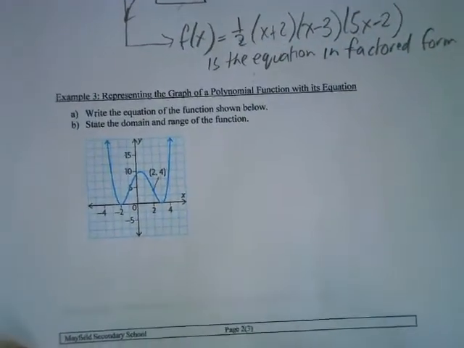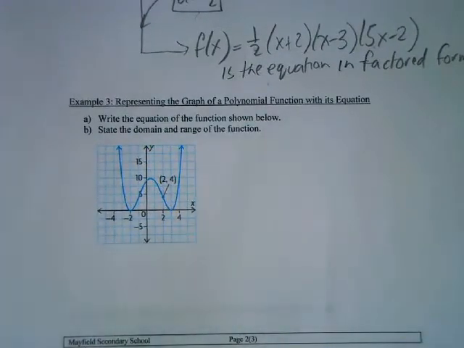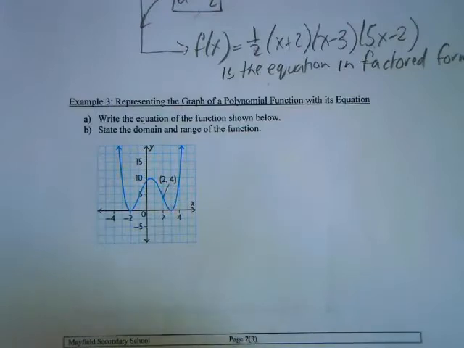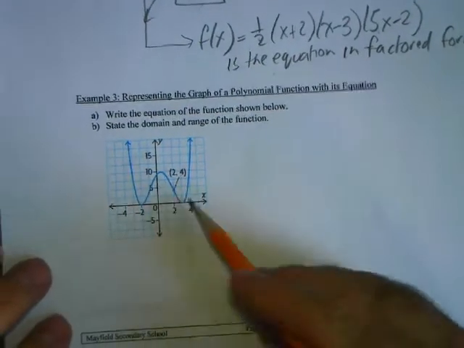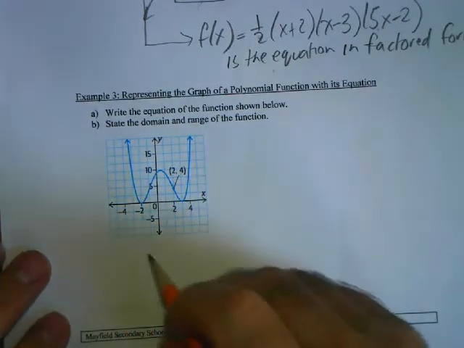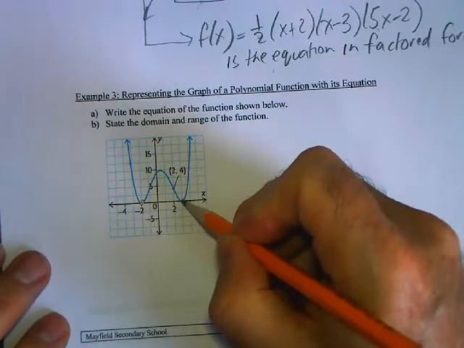All right. This next question, they're giving us a graph, and from the graph they said write the equation of the function shown below, and then state the domain and range. Okay, so this is kind of the opposite of the first question. So what we're going to do is pull out the important points. So obviously we've got 2 zeros, x-intercepts.